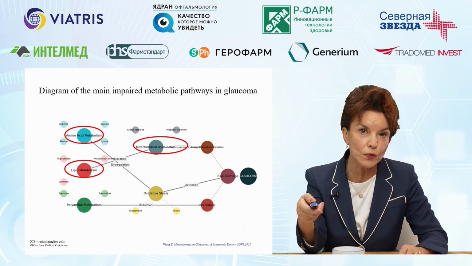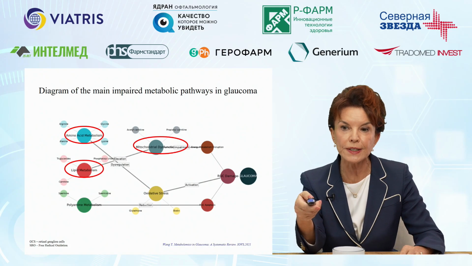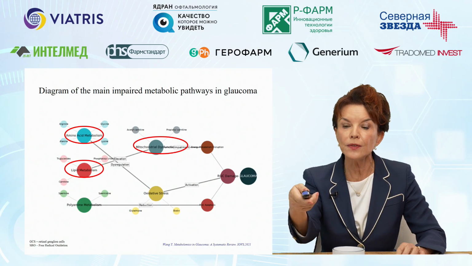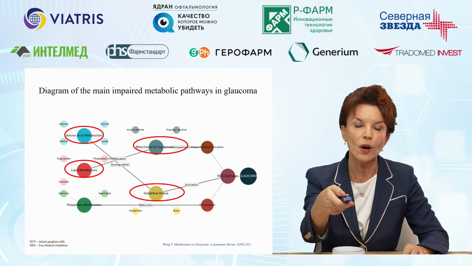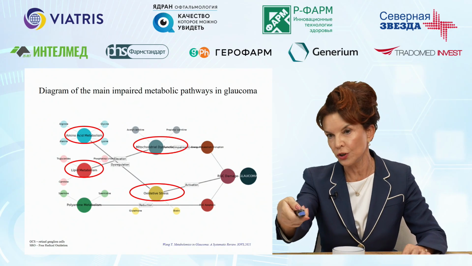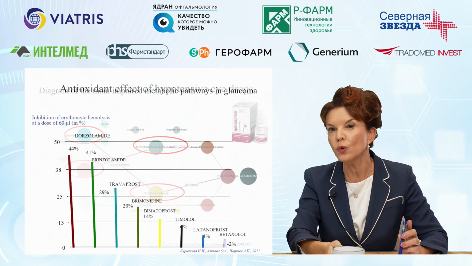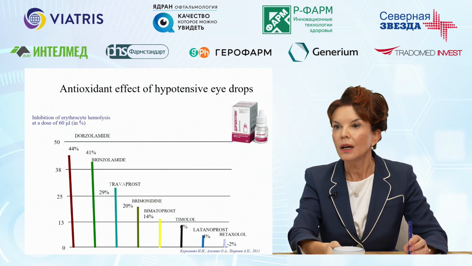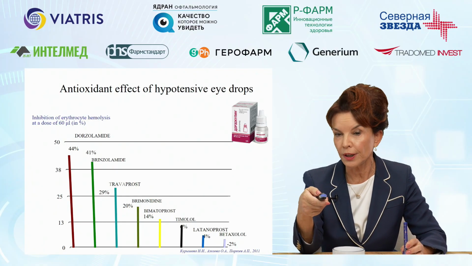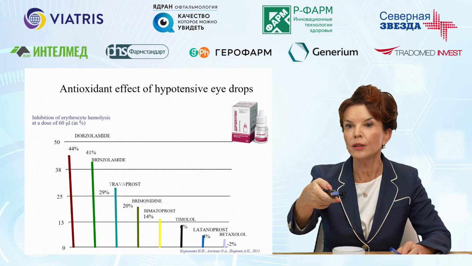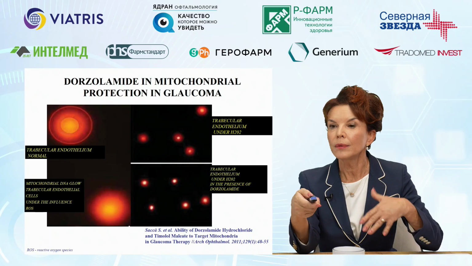And finally, we approach another metabolome mechanism, which is a key one in the pathogenesis of neurodegenerative pathology, including glaucoma. This is oxidative stress. Without diving deep into the mechanism, let me remind you that we studied properly the antioxidant activities of topical drugs for treatment of glaucoma. And we've shown that the highest one is for dorzolamide.